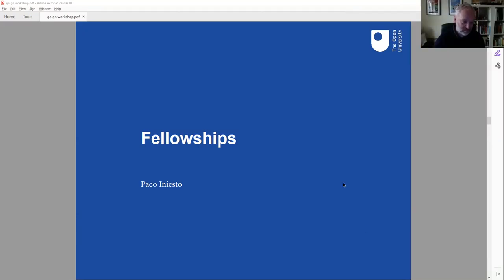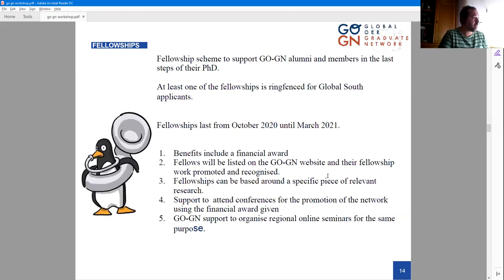the presentation. I'm going to be talking briefly about the fellowships, which are a work package for the new phase of GoGN, with the idea to support GoGN alumni and members in the last step of their PhD. And that means as well after they have finished, for a period of approximately 3 years. So we can support that movement between finishing your PhD and moving ahead to a postdoctoral career.